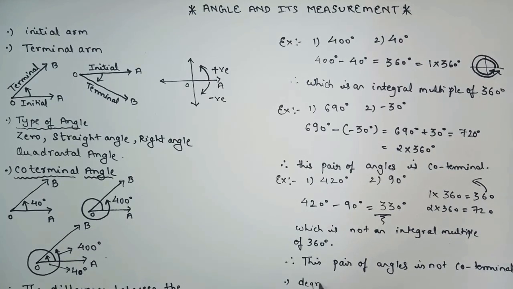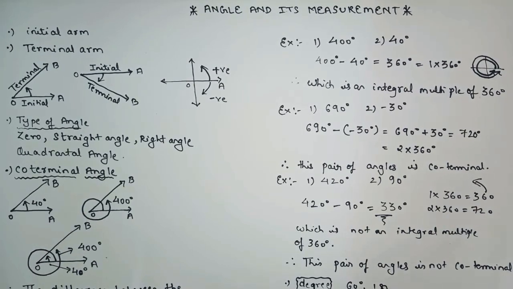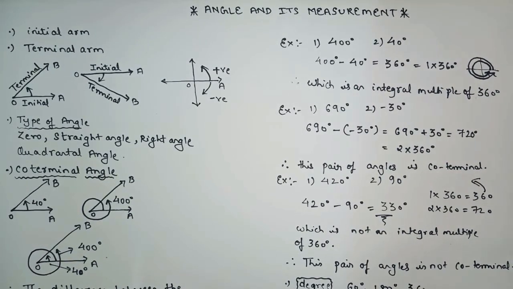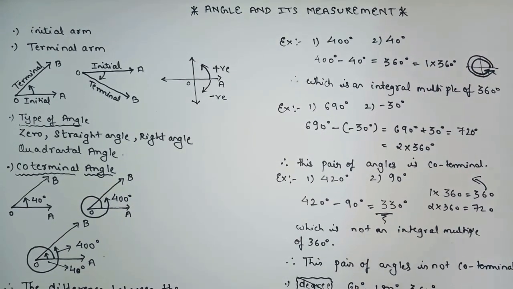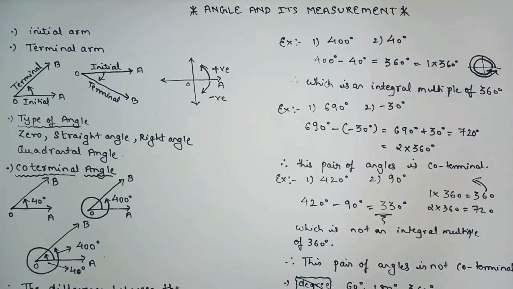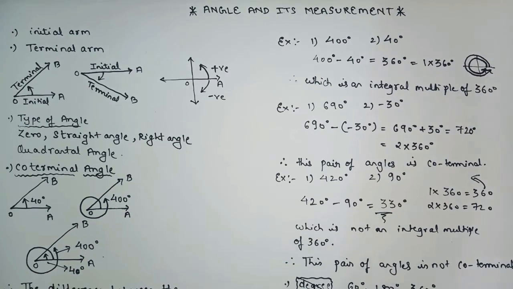We used to measure the angle in terms of degree, like 60 degree, 180 degree, 360 degree, yes or no? Now in 11th and 12th standard, you have to stop saying the angle in terms of degree. Now you have to start saying the angle in terms of radian.